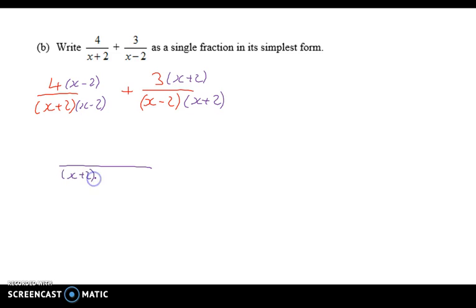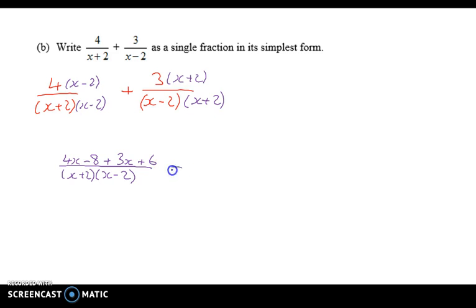So you can just put x plus 2, x minus 2 on the bottom, and then what goes on the top? Well, we've got this now, so let's multiply this out. So 4 times x is 4x, and 4 times minus 2 is minus 8, plus 3 times x, which is 3x, and 3 times 2 is 6. And that's because you keep the bottom the same, but you always add the tops, don't you, when you do it with numbers.